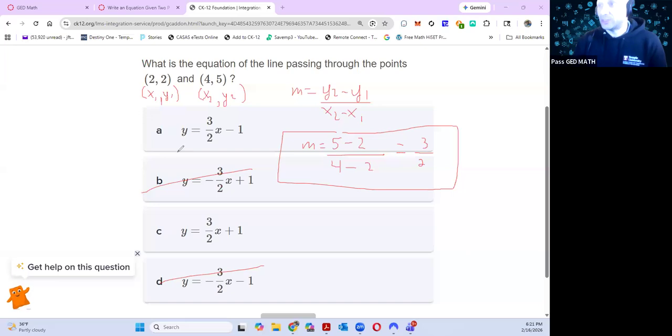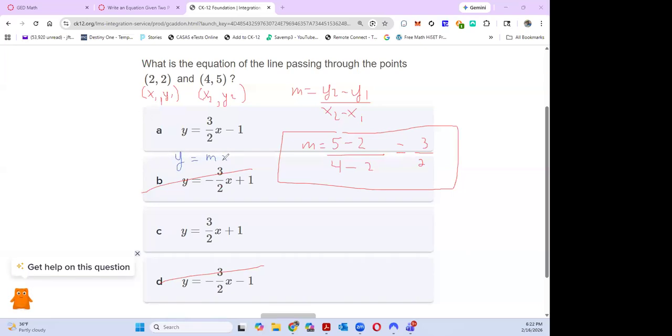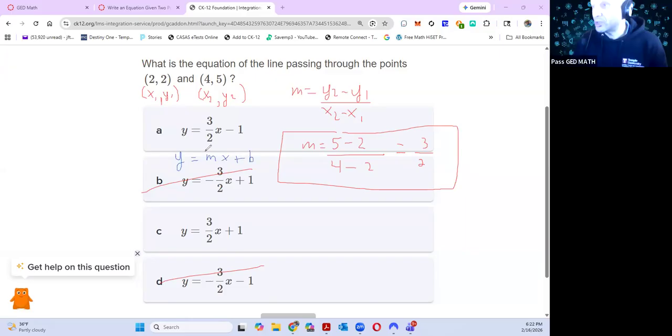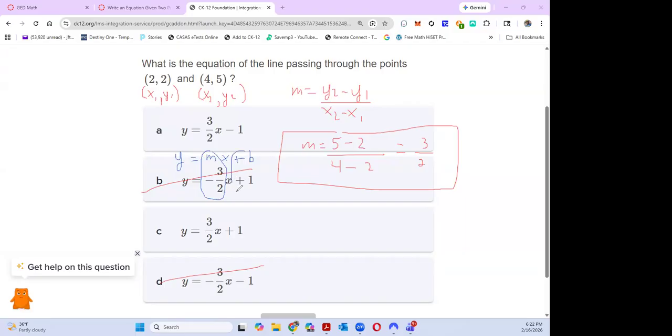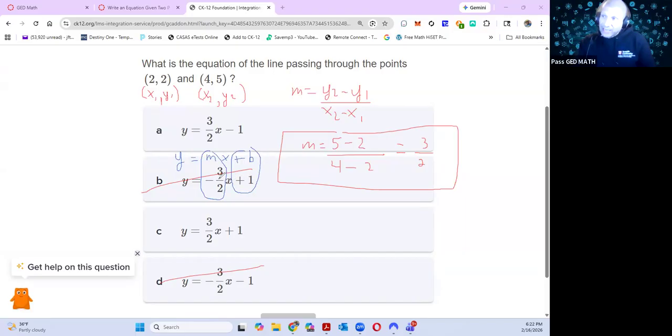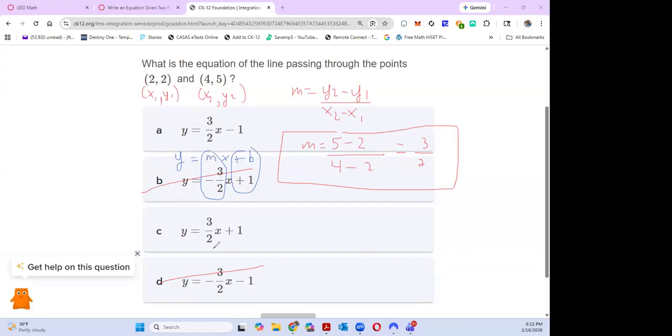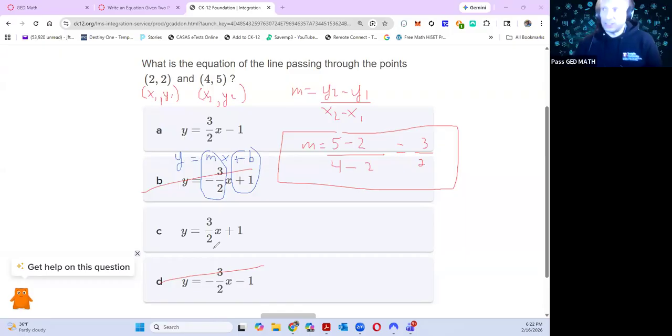You know how to do this. Why? Because y equals mx plus b. So my slope is whatever is in front of this x. My y-intercept is whatever is left. So right away, when I see my slope is -3/2, it can't be B and it can't be D. So just knowing that, I have a 50-50 chance to get this right.